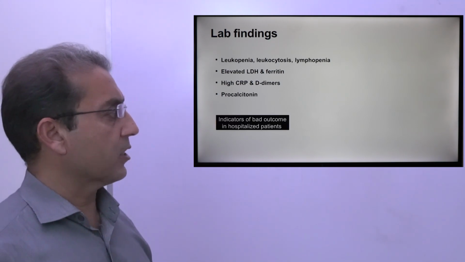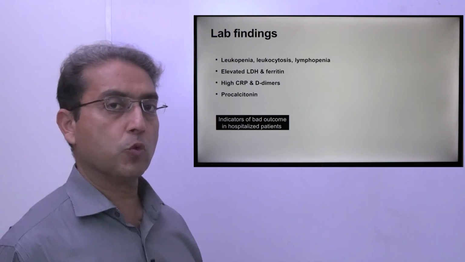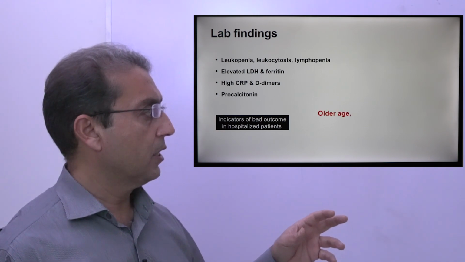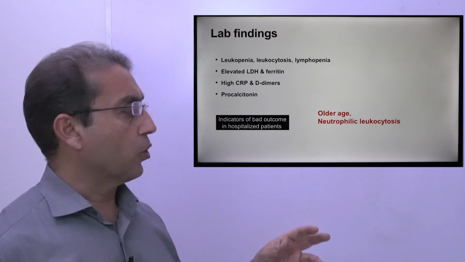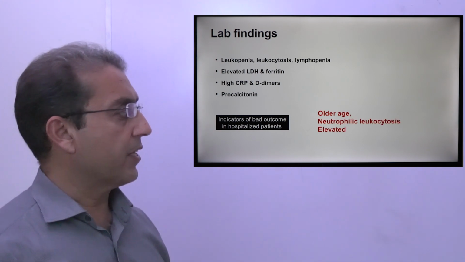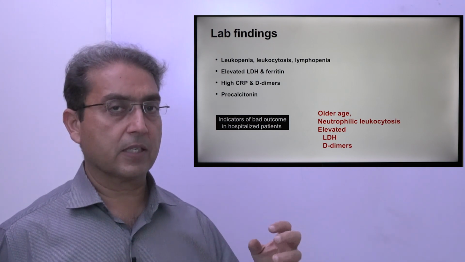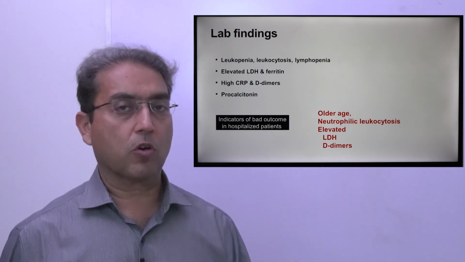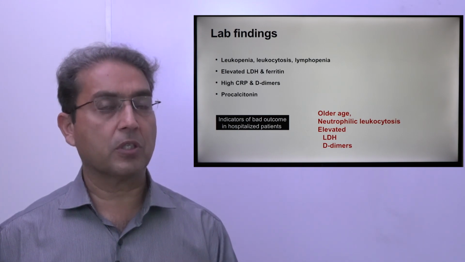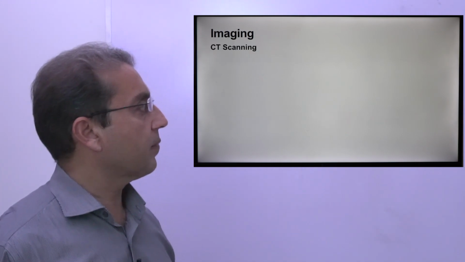Now, what are the indicators of bad prognosis in patients who are hospitalized? Older age, neutrophilic leukocytosis, elevated LDH and elevated D dimers. These are indicators that the patient may have more complications among the population which is hospitalized.